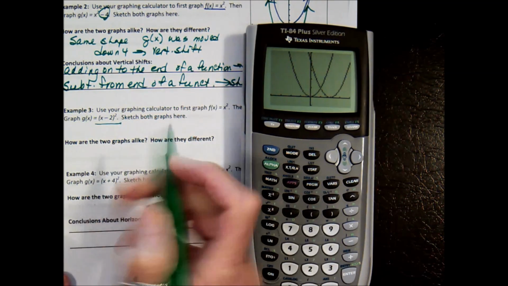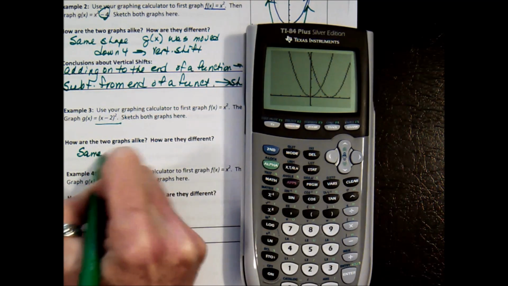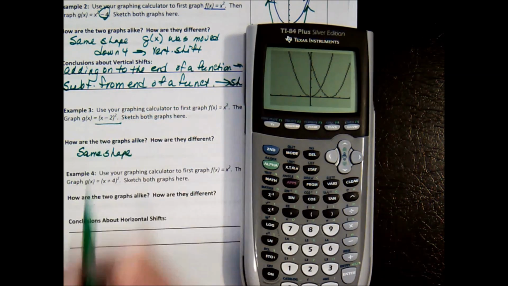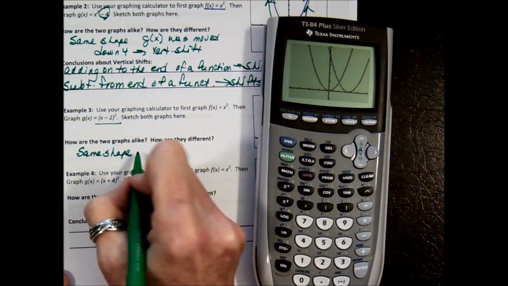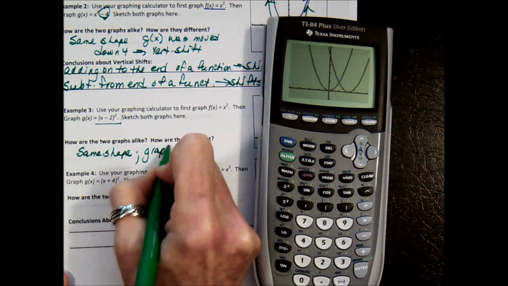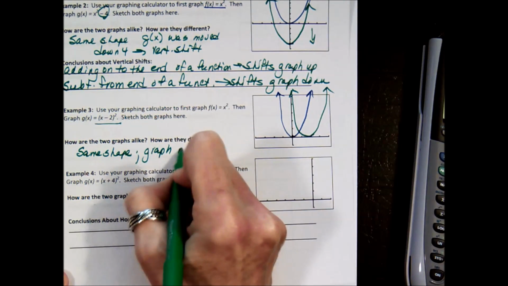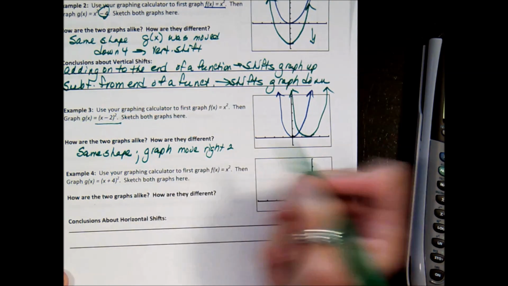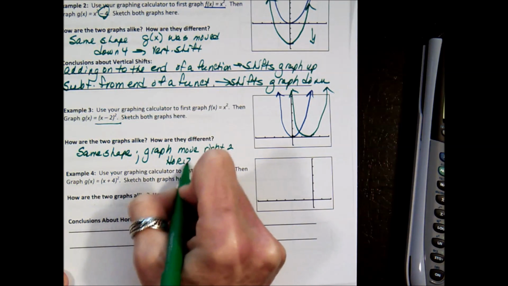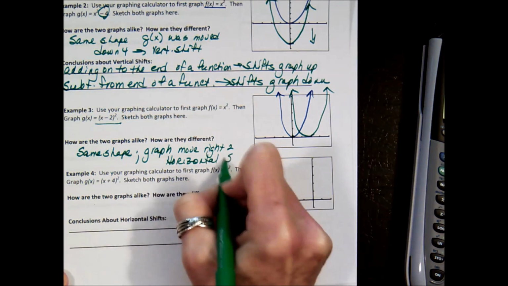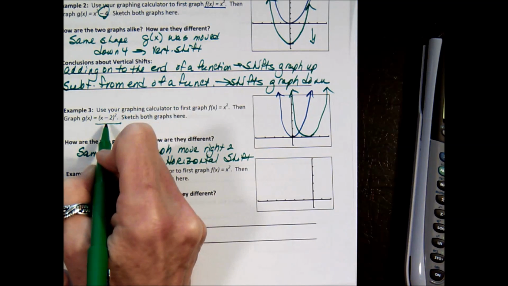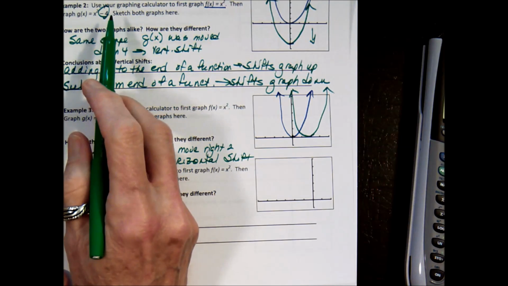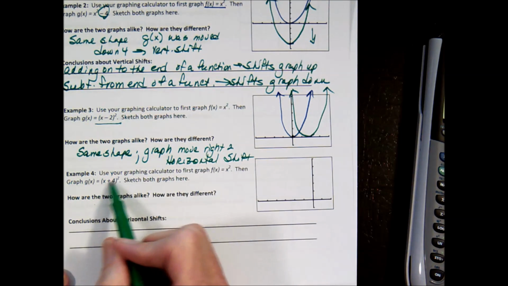So how are the two graphs alike? Once again, they are the same shape, but subtracting inside of the function made my graph, let me move my calculator, move to the right 2, and that is called a horizontal shift. And the horizontal shift occurs inside the function, not at the end like our other one did. So you see the difference? All right, let's try another one, but this time we're going to add 4.